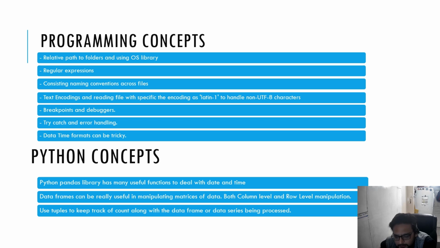Date time formats are another place where it gets tricky. So the first two files didn't use any external libraries. I think the third and fourth scripts used the pandas library, basically for dealing with date and time and doing matrix manipulation, either column level or row level manipulations. Another concept was you can use tuples to keep track of count with the data frame or data series being processed. So these are some of the concepts that I came across in this project.